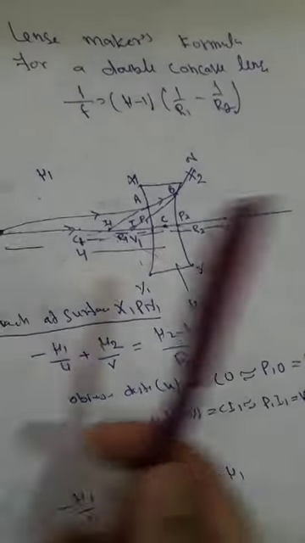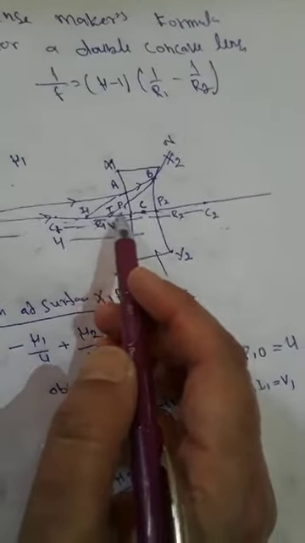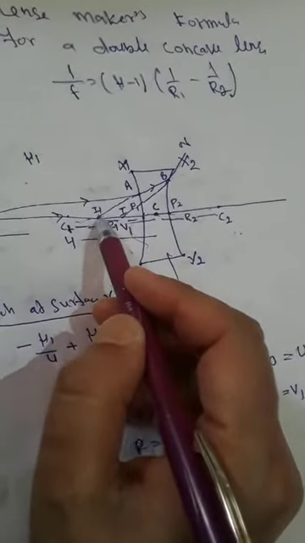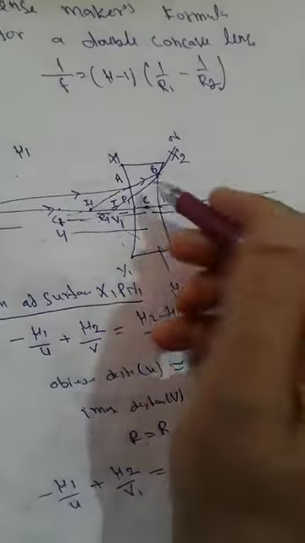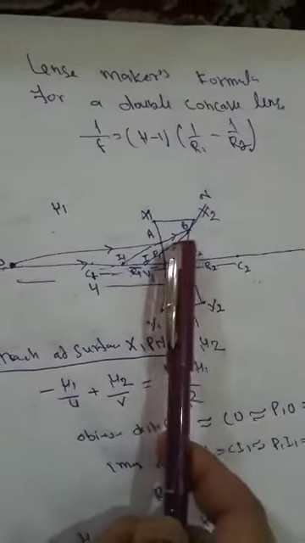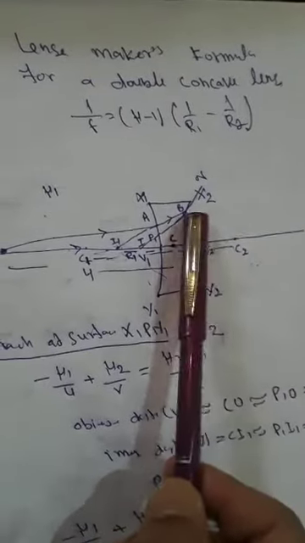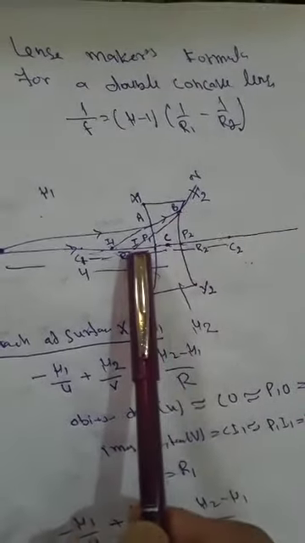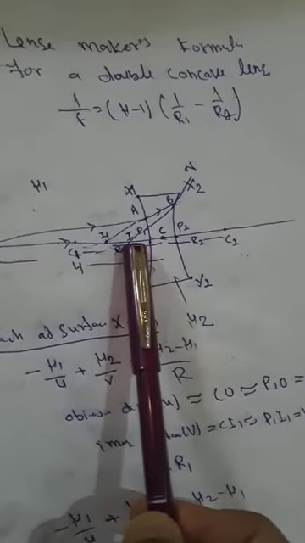The image I1 acts as an object for refraction at surface x2 p2 y2. This I1, which was the earlier image formed, this virtual image of the object, now acts as an object. When we say this lens material is continuous, but actually it is not continuous, it gets further refracted. When we produce it in the backward direction, it meets at I. This becomes the final image.